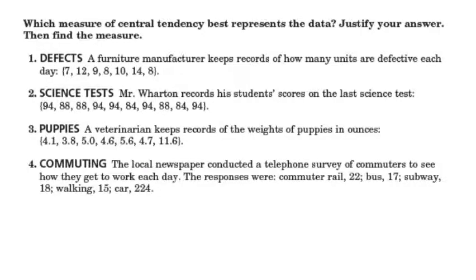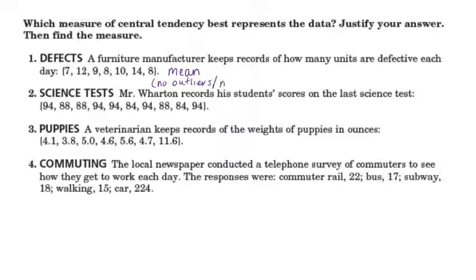All right, so what we're going to do is figure out which measure of central tendency best represents the data, justify our answers, and then find the measure. If we look at number 1, a furniture manufacturer keeps records of how many units are defective each day. So there's a list, and it goes from 7 to 14. There really is no outlier in that. There isn't one set of data that is far away from the rest. Everything's pretty close. There's not a lot of repeated numbers. So because there's no outliers and not a lot of repeated numbers, the best one is the mean.